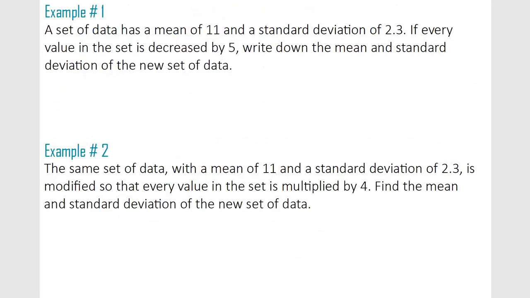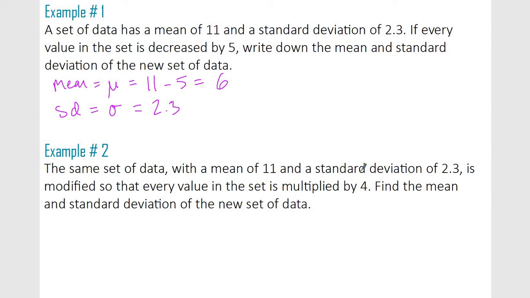Oh, mouthful. Okay, so example 1. So what's going to happen to our mean? Remember that value looks like that, or that symbol. All right, so if every value is decreasing by 5, then the mean will also decrease by 5. So the mean is now 6. The standard deviation, remember, is this symbol, and is not going to change because all we did was subtract. So the standard deviation is going to stay as 2.3. Just that simple.